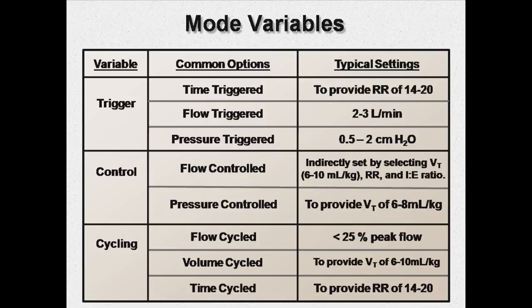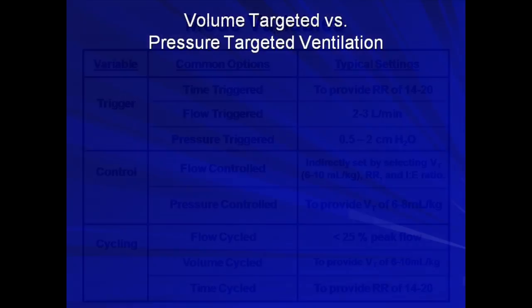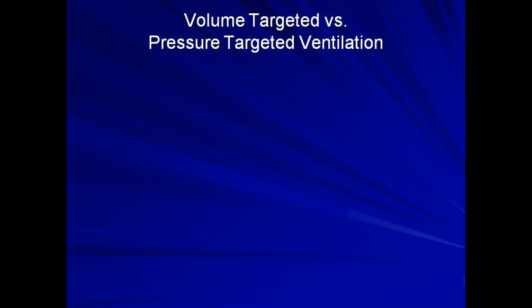To add to the confusion of ventilator modes, you should also be familiar with the terms volume targeted and pressure targeted. Volume targeted ventilation describes any mode in which the clinician is able to ensure the patient receives a specific tidal volume. Pressure targeted ventilation describes any mode in which the clinician is able to ensure the patient's inspiratory pressure does not exceed a maximum pre-specified value.